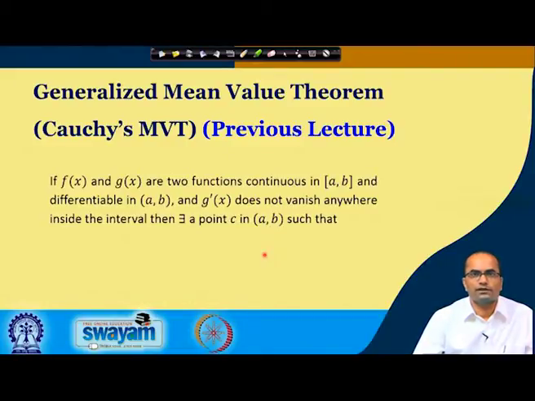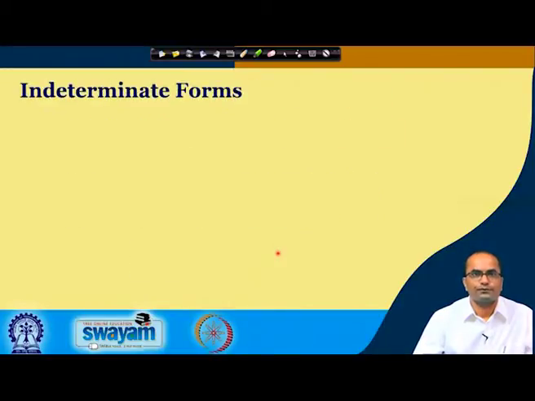there exists a point c in the open interval a b such that this quotient, f b minus f a divided by g b minus g a, is equal to the ratio of the derivatives at that point c. This generalized mean value theorem will be used today to prove some of the results.